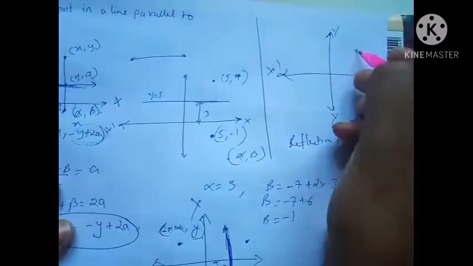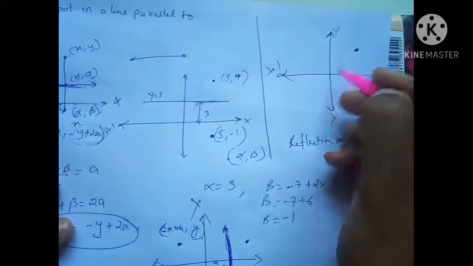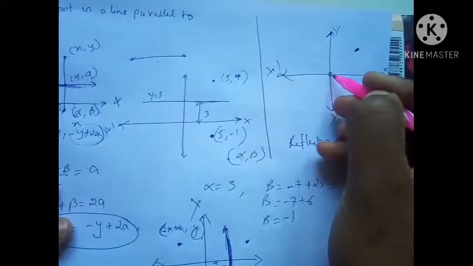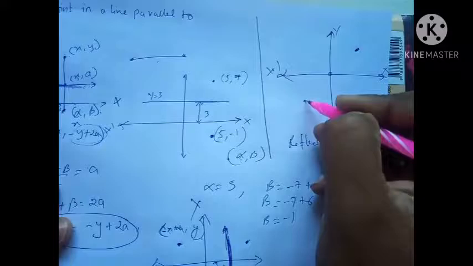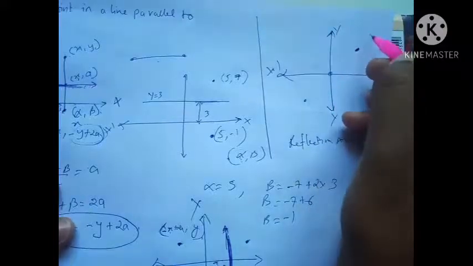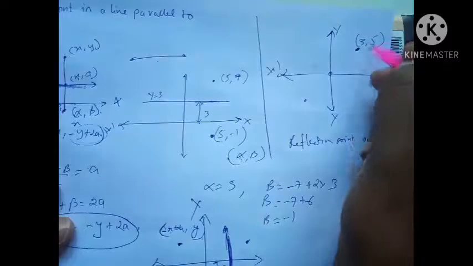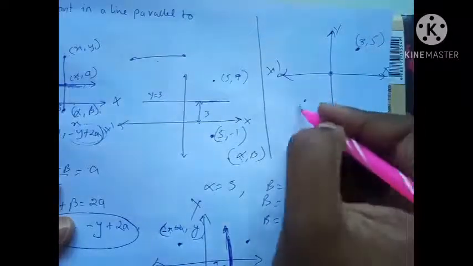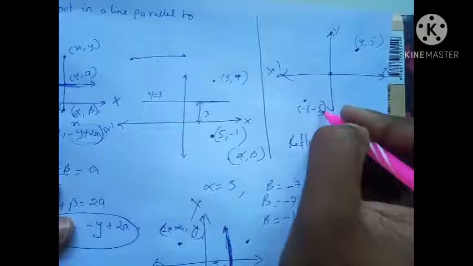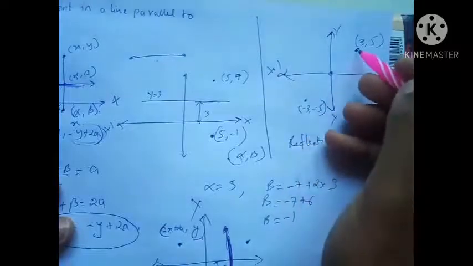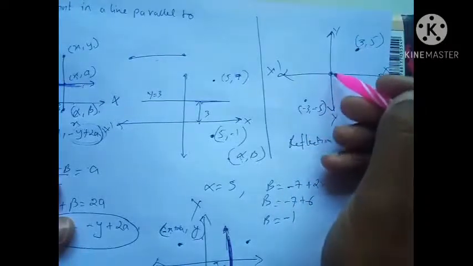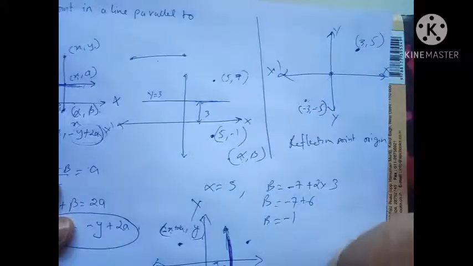So if this is the point and this is the origin, if the mirror is kept over here, where is the image going to be formed? Over here. So if, let's say, (3, 5) is the point, what is the image going to be? (-3, -5). Whenever the reflection is taking place through the origin, the signs are always going to be opposite.